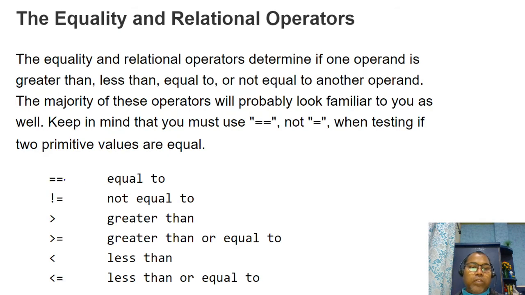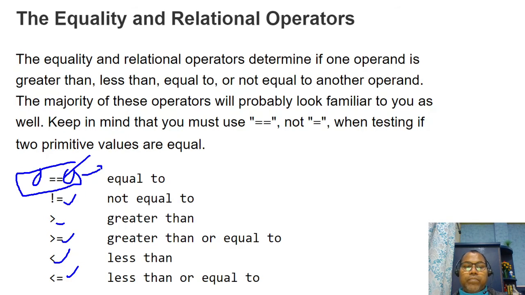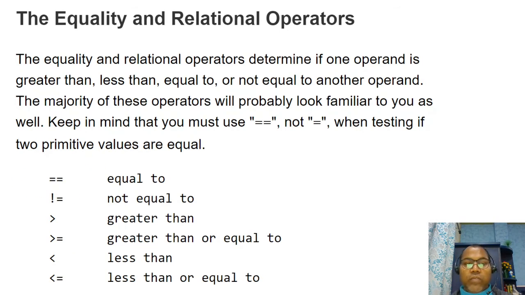So if you apply operator 1 and operator 2, the result would be a boolean, maybe true or false. Similarly, equal, not equal, greater than or equal to, less than, or less than or equal to. Sometimes you directly use it in the if block, or you can just get the result in a boolean variable.